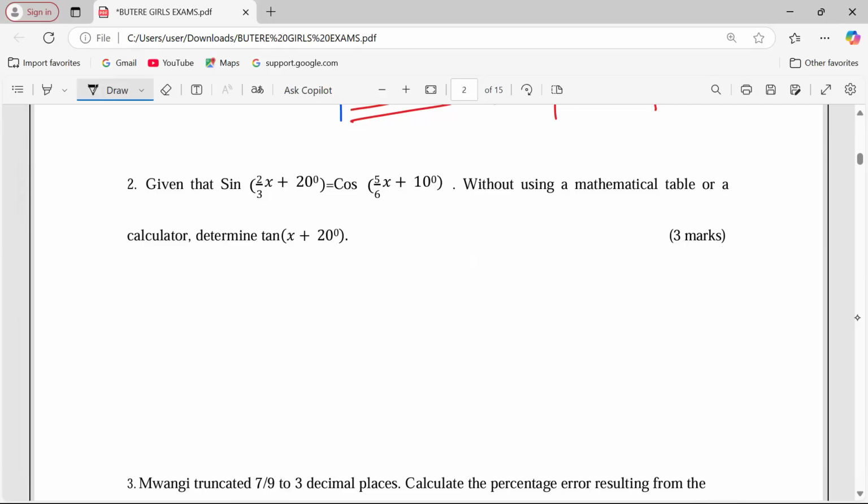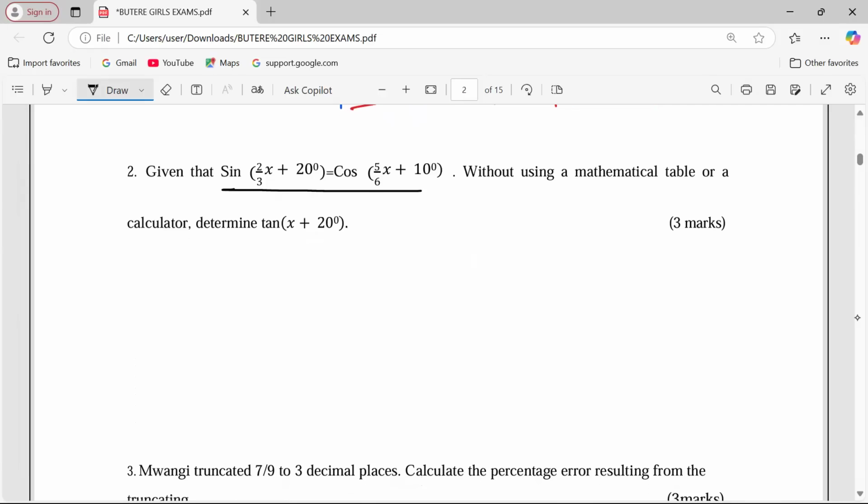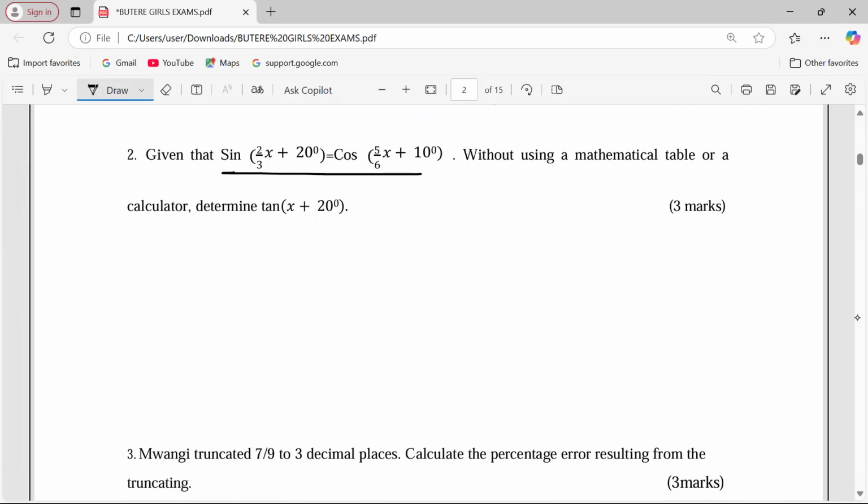Now, in an equation which is trigonometric in nature, like this one, whenever you see sine and cosine, and none of them has been squared, it means we shall apply the general formula that says whenever we have the sine of a given angle equal to the cosine of another angle, then it implies that alpha and beta are 2 complementary angles. In other words, they add up to 90 degrees.